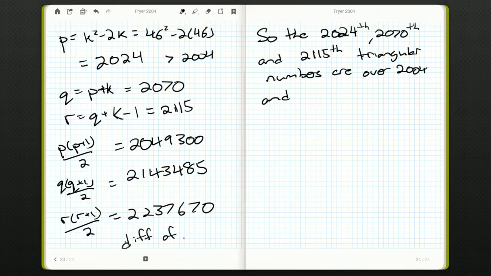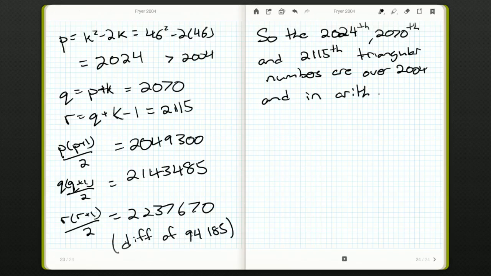What was that difference again? 2237670 minus 2143485. Those guys are over 2004 and in arithmetic sequence. Fantastic. And we have written out the actual numbers in case they wanted them.